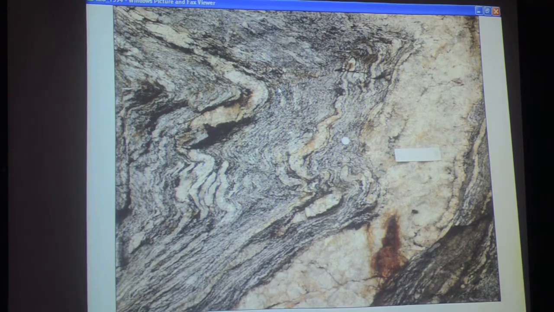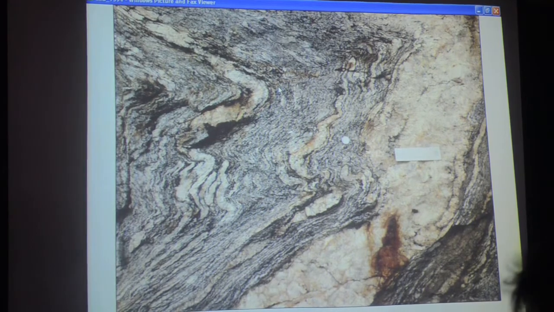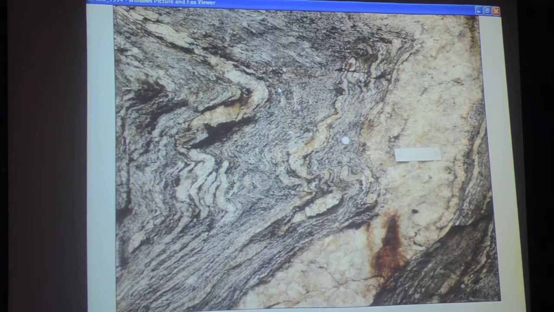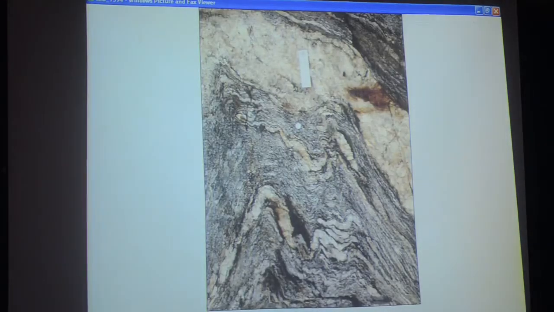Are you observing in this photograph? Just keep some time for it. Should I rotate it? Okay, now this is the wrong one. What are you observing in this photograph? Just tell me, someone should tell.